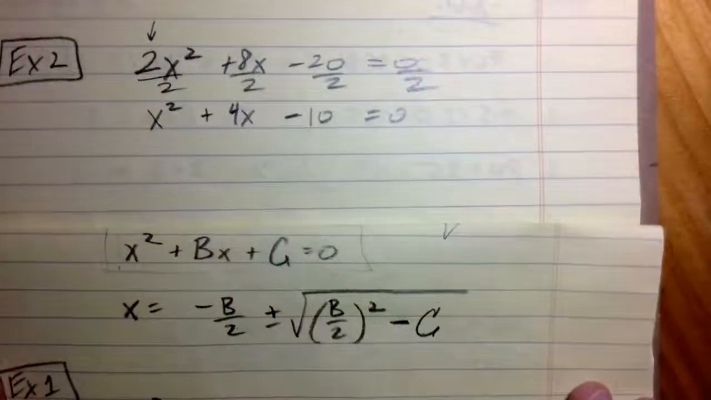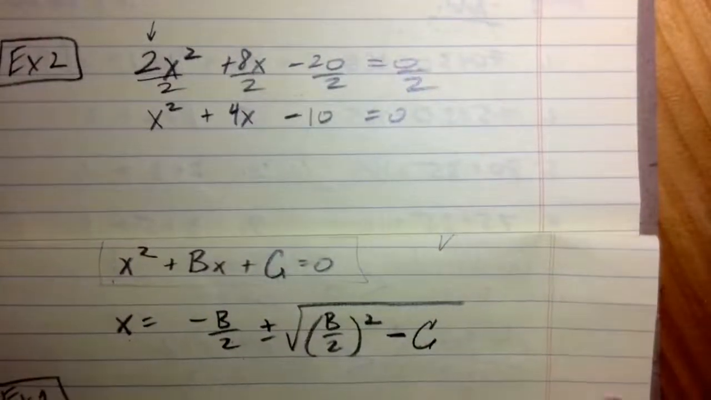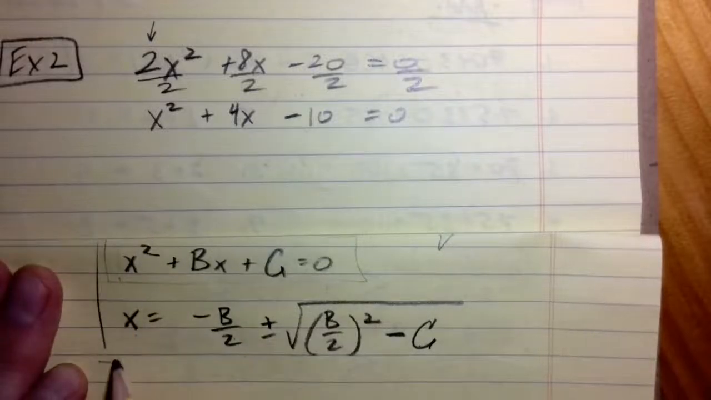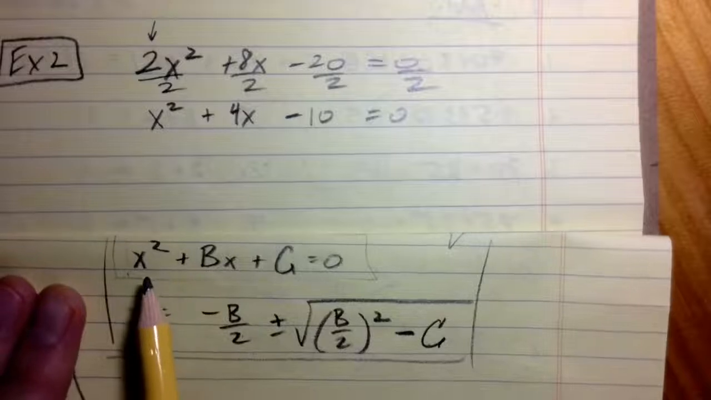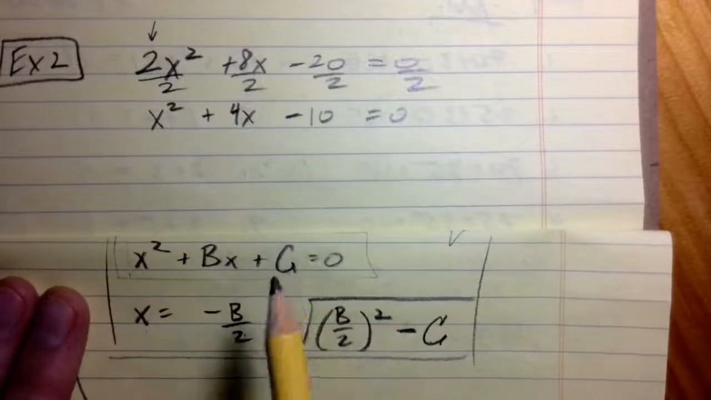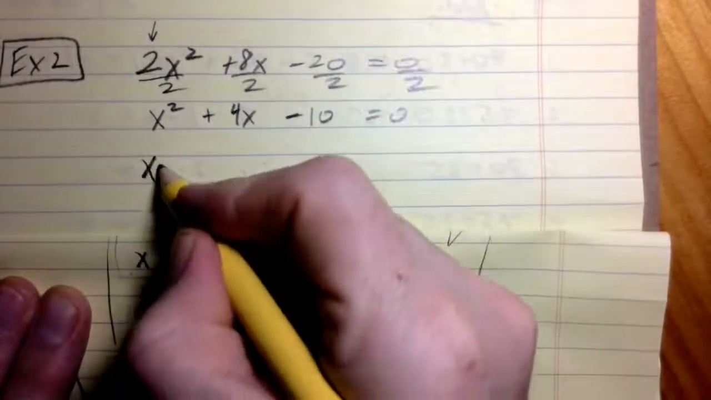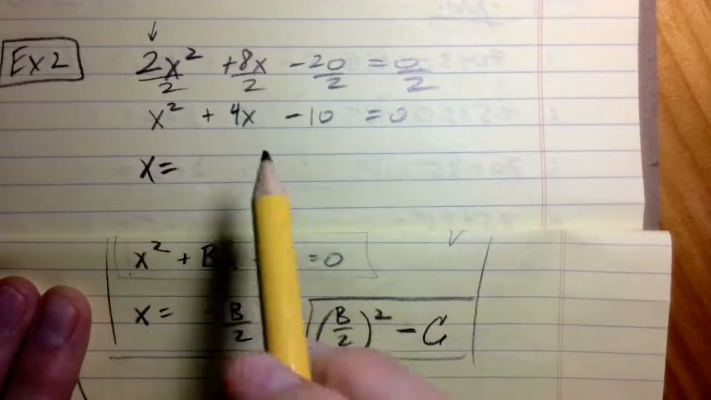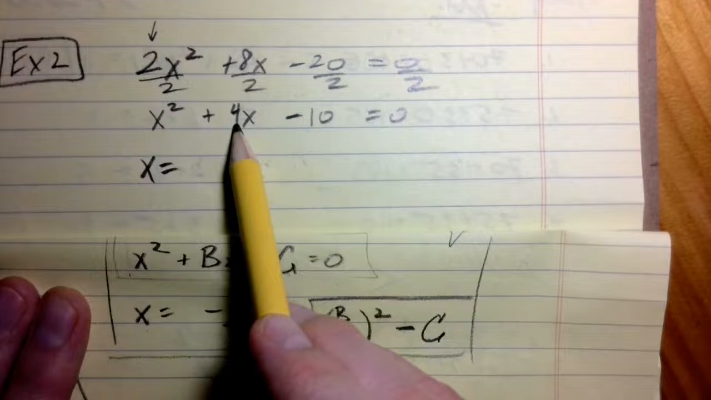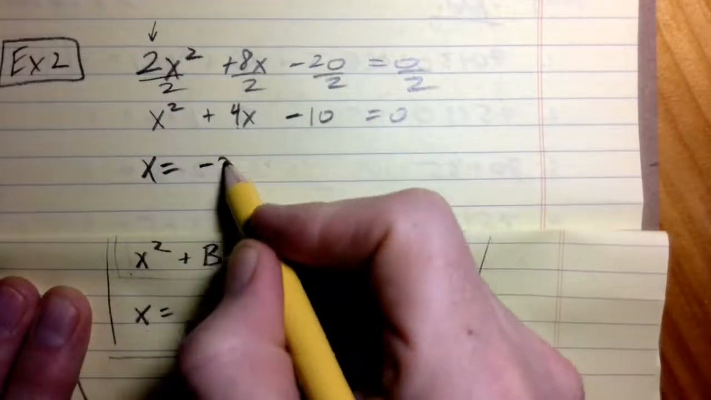Pretty close. Okay, so this one here is the formula. We have x squared plus bx plus c, and that means that our answer is the opposite of the middle term divided by 2. So the opposite of 4 is negative 4. Negative 4 divided by 2 is negative 2.